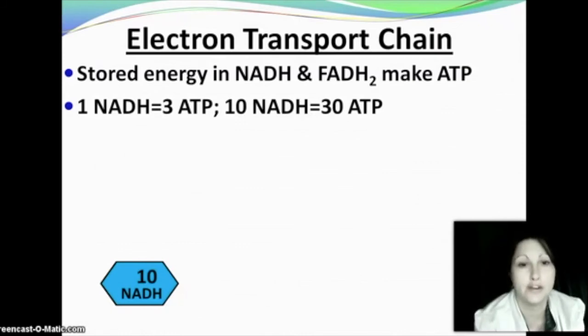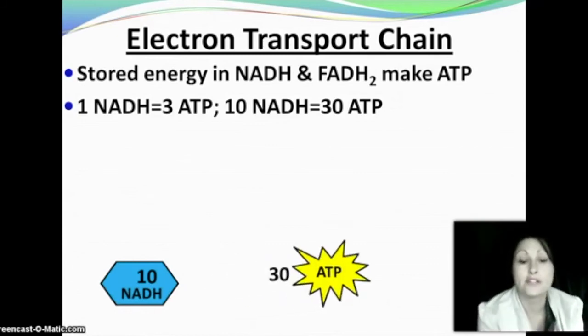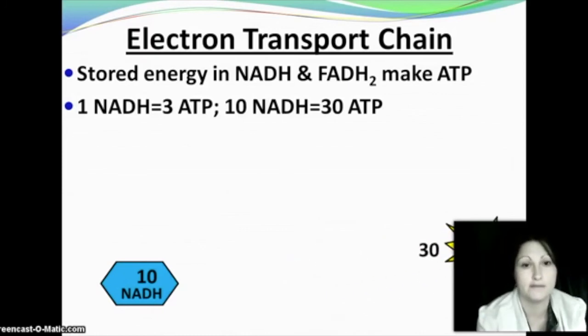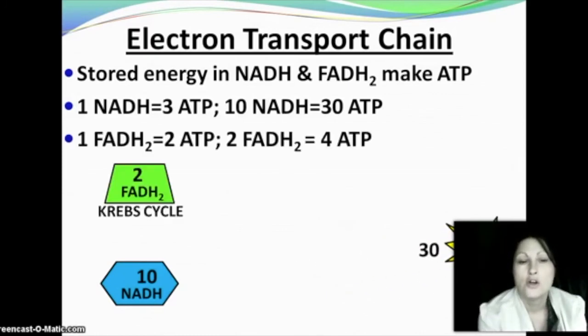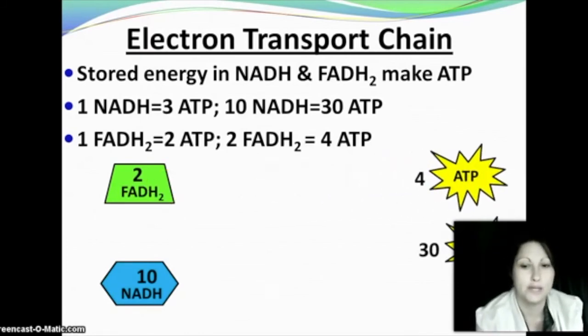The conversion rate for NADHs to ATP is that for every 1 NADH, we're going to make 3 ATP. So we have a total of 10. 10 times 3 gives us 30 ATP that we just made. One more shopping cart was the FADH2. The only time we picked that up was 2 in the Krebs cycle. The exchange rate for that is for every 2 FADH2s, we're going to make 4 ATP. And all we have is 2, so that would give us 4 ATP.